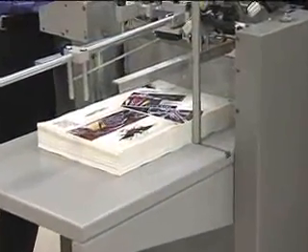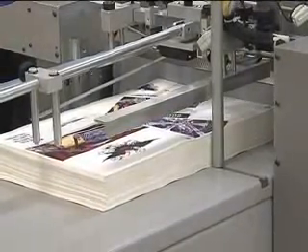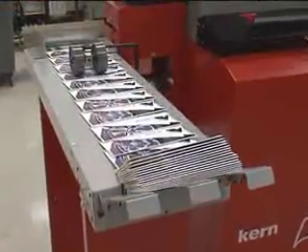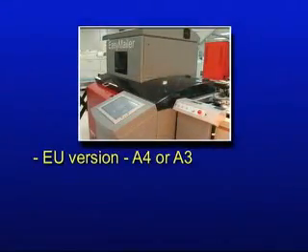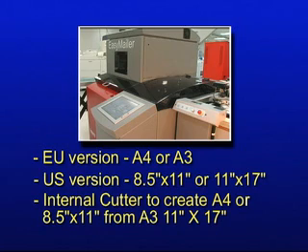The Kern 515 EasyMailer solution comes in an EU or US format size version machine that has a top feed sheet feeder for cut sheet input and a shingling conveyor for output of finished envelopes. The K515 can process A4 or A3 sheet sizes for the EU version and 8.5 inch by 11 inch or 11 inch by 17 inch sheet sizes for the US version. If A3 or 11 inch by 17 inch sheets are being processed, the K515 has an internal cutter to cut the sheets in half to produce A4 or 8.5 inch by 11 inch sheets.